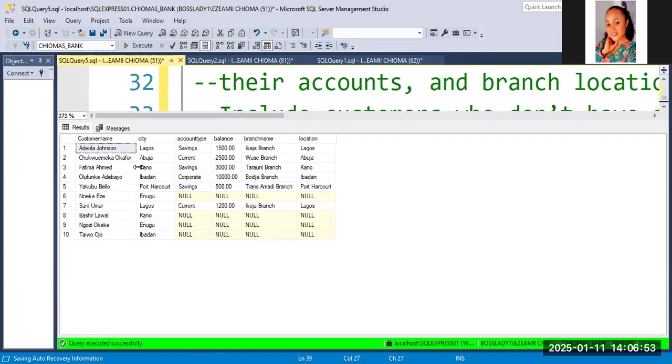Okay, so this will give us the answers we are looking for, right? This helps us to get all our customers, whether they have an account or not. So these are all the customers, that's why we use left join. These are all the customers and these are their city. Some of our customers don't have an account with us and that's why we're having null here. Okay, so this solves our question.